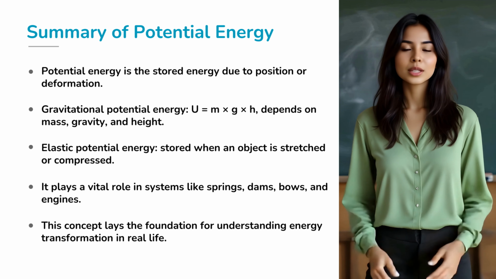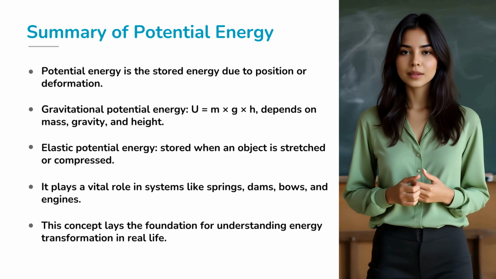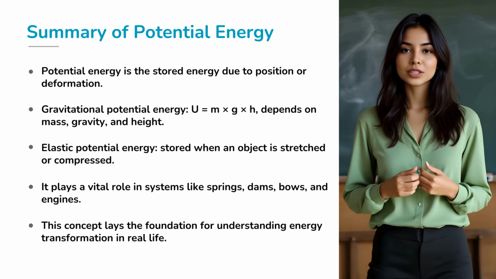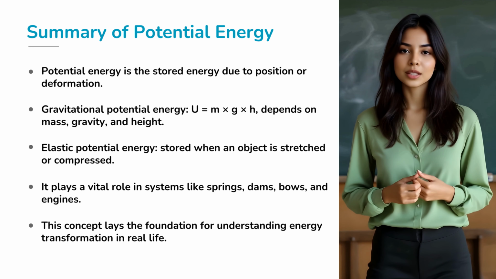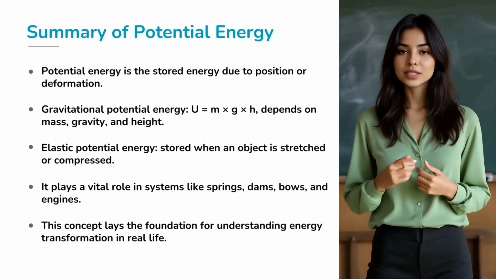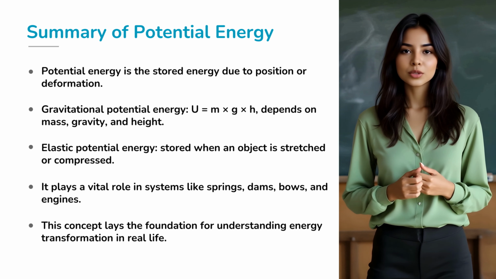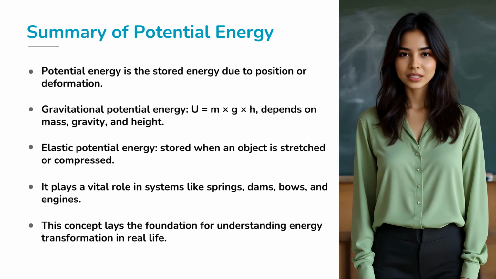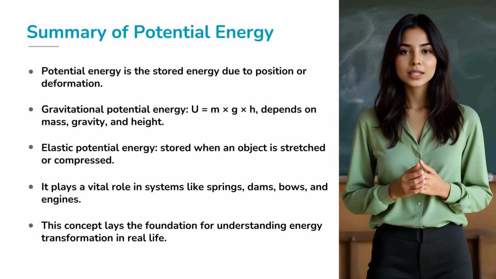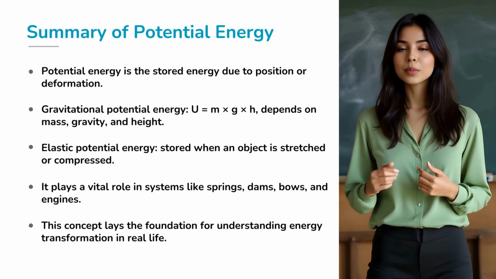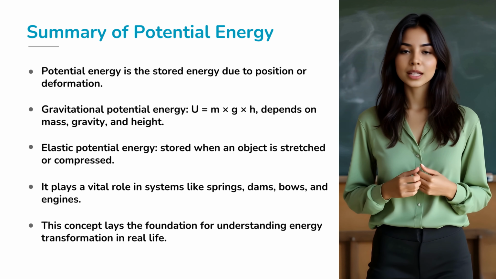Let's wrap up everything we've learned about potential energy. Potential energy is the energy stored in an object due to its position or deformation. It's not in motion yet, but it has the potential to do work. Gravitational potential energy depends on three key factors: the object's mass, the height at which it's placed, and the gravitational pull acting on it. It is given by the formula U equals m multiplied by g multiplied by h.